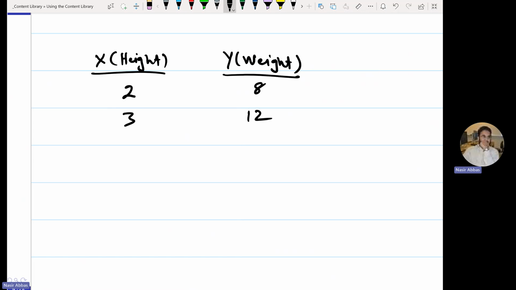Let's say height is 3.5. The weight is, let's say, 13 kilos. This is one boy. Let's say there is a boy whose height is 4 and the weight is 12.5, a slim boy, and so on. I have the data. Okay.